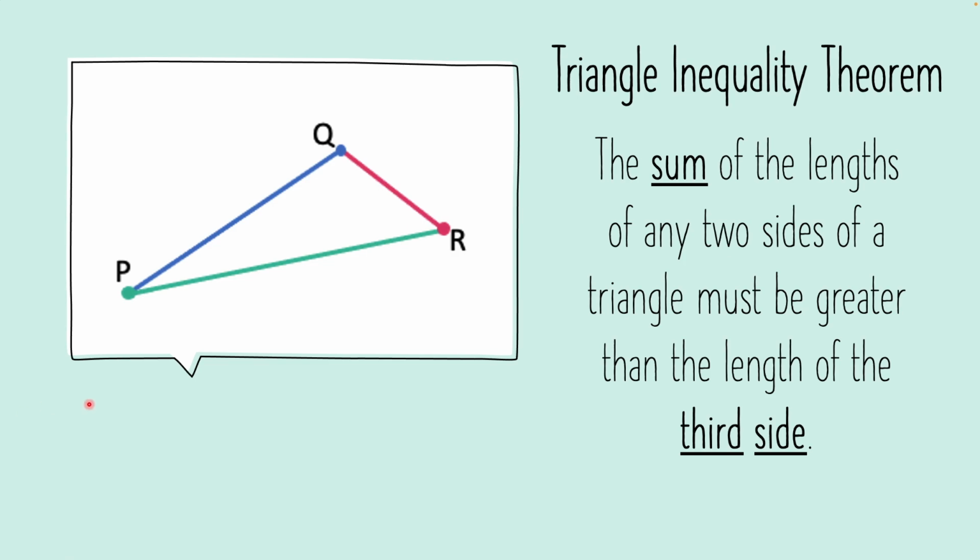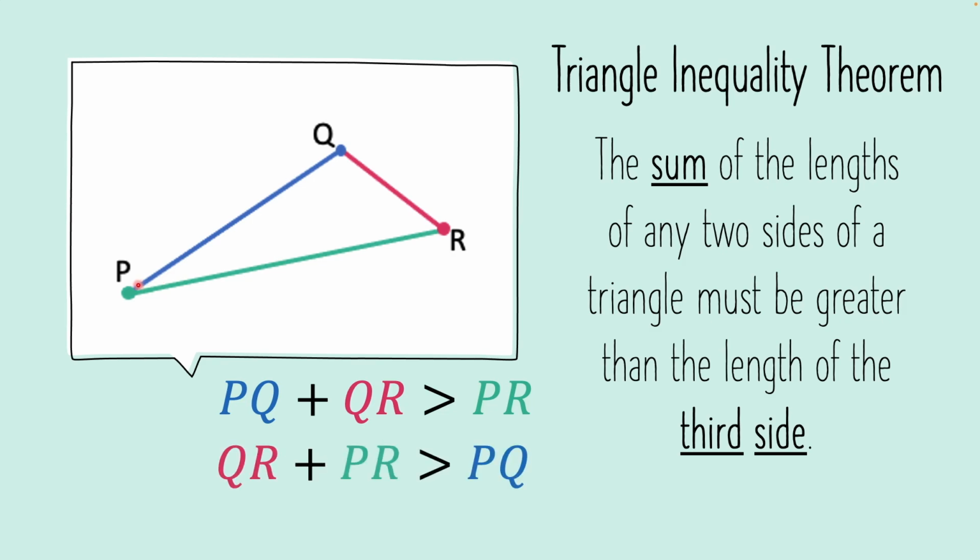So for this triangle here, we've got various sides, and the triangle inequality theorem says that let's say we take PQ and add it to QR. In order for this to make a triangle, PQ plus QR has to be bigger than PR. We could do that with some of the other sides too. QR plus PR, add those two sides, has to be bigger than PQ. And finally, PR plus PQ has to be bigger than QR.